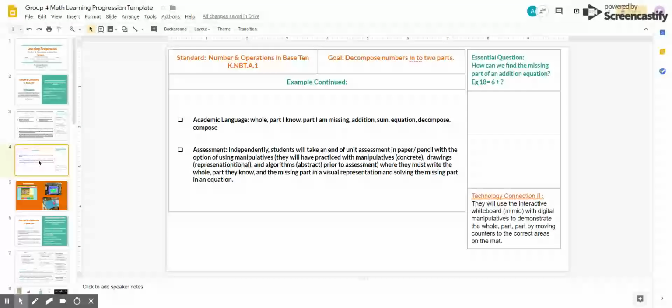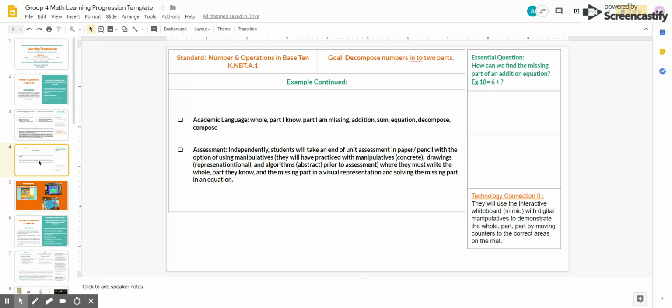Important academic language that they need to know is whole, the part I know, and the part I'm missing. Addition, sum, equation, decompose, and compose. So this vocabulary should actually be reviewed prior to instruction so that they have information about what each means, and then of course throughout instruction.